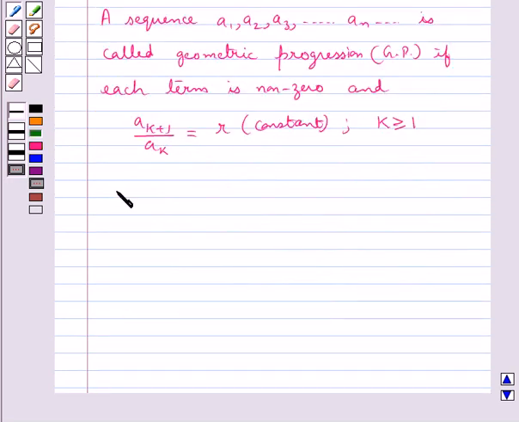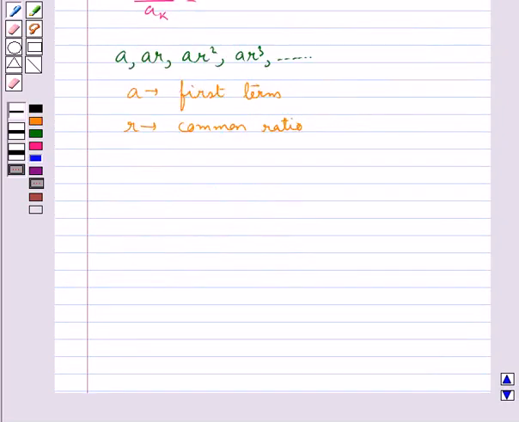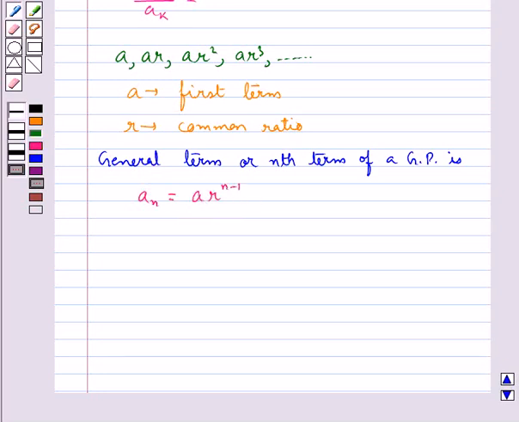Consider geometric progression A, AR, AR square, AR cube and so on. Here A is the first term of the GP, R is the common ratio of the GP, then the general term or the nth term of a GP is given as AN equal to A into R to the power N minus 1, where A is the first term, R is the common ratio and N would be the number of terms of the GP. A GP with finite terms is finite GP and GP with infinite number of terms is infinite GP.